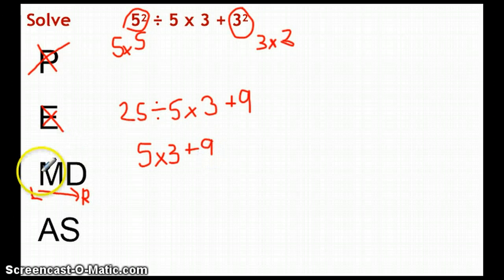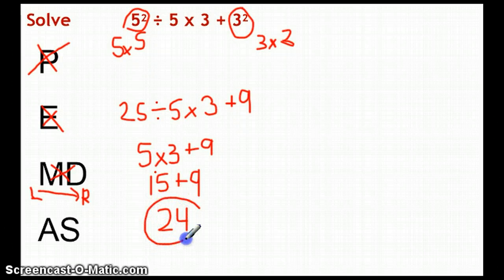Okay, let's see if we have any multiply or divide in here. Right here we have multiply. So 5 times 3 is 15 plus 9. Okay, now do we have any more multiply or divide? Nope, we only have one more operation left, and that is addition. So 15 plus 9, we get 24. Our expression is equivalent to 24.